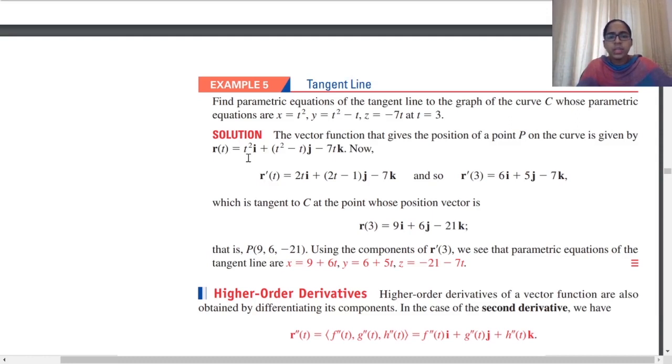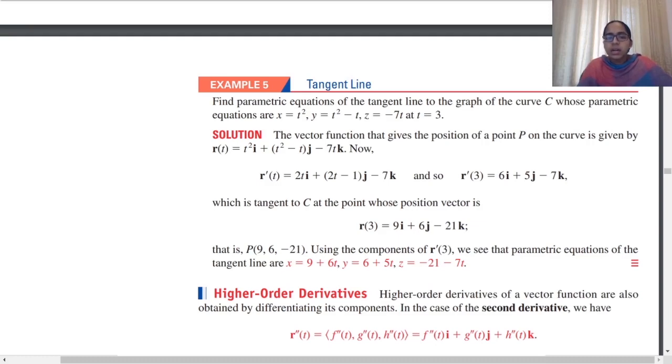r dash of t would be 2t i plus (2t minus 1) j minus 7k, and we are given a point t is equal to 3. So what will be the value of this derivative at the point 3? r dash of 3 will be equal to 6i plus 5j minus 7k. Now this is the tangent to C.